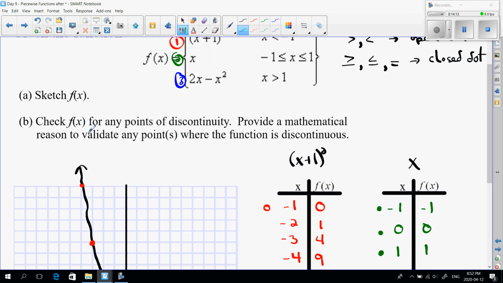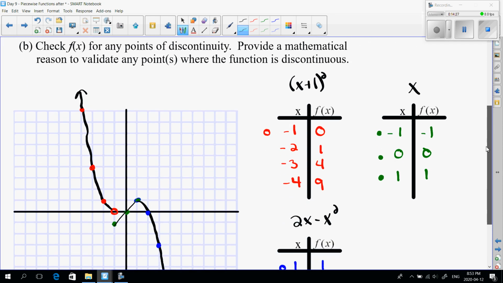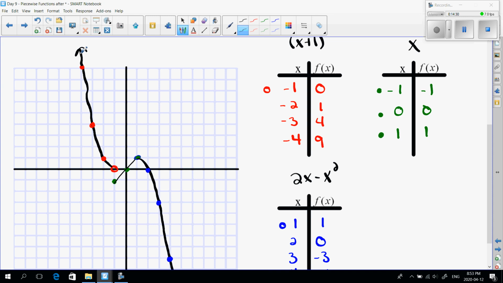Now, when it says check for any points of discontinuity and provide a mathematical reason to validate any points where the function is discontinuous, well, let's remember the rules for continuity, or kind of the layman's terms of continuity. We say a function is continuous if you can draw the curve without lifting your pencil. All right? Or we say it's discontinuous at any of the x values where you lift your pencil. So look, if I'm drawing this curve, I'm good. I have to lift my pencil right here to draw that open dot, and I'd have to jump from that open dot down to this green dot to get to this linear section.